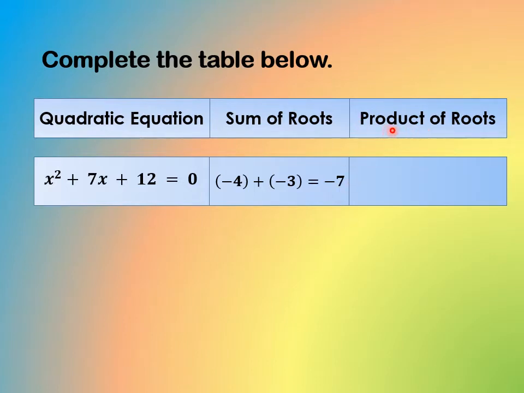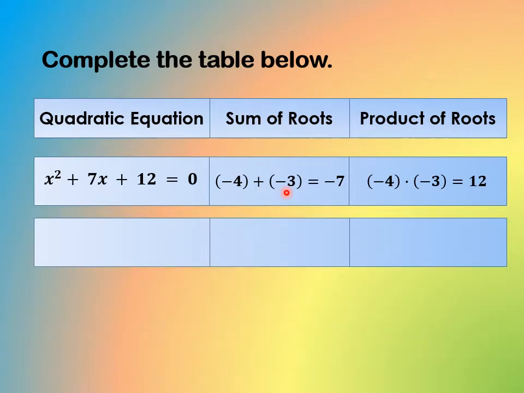Product. Ibig sabihin, i-multiply natin yung roots. So, product of roots, so negative 4 times negative 3, that is equal to positive 12. Correct. Okay? The other quadratic equation, x squared minus x minus 20 is equal to 0. Okay? Ano yung roots kanina? 5 and negative 4. Correct.